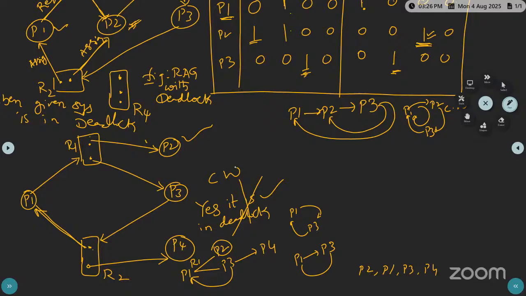Yes, multiple instances. In the previous case, multiple instances, circular fashion, deadlock occurred. Multiple instances, circular fashion, deadlock did not occur.